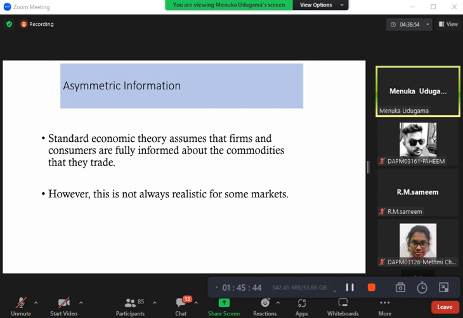That's because the seller has more information. The seller knows where it was produced, how it was produced, but the buyer has very little information.